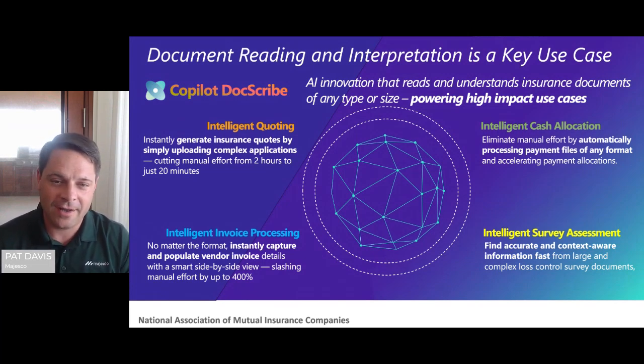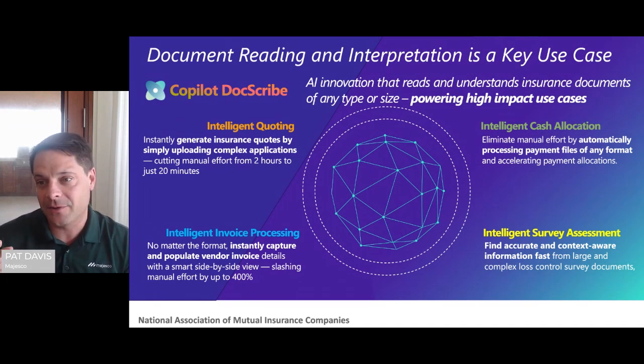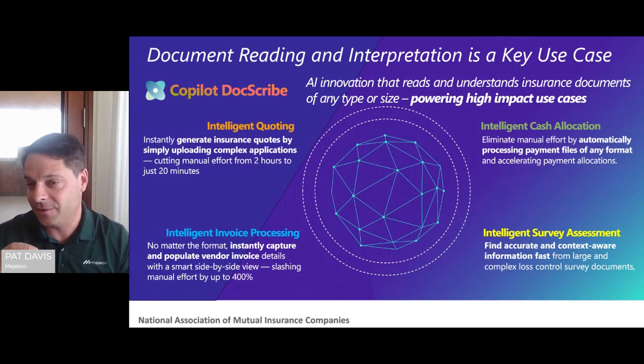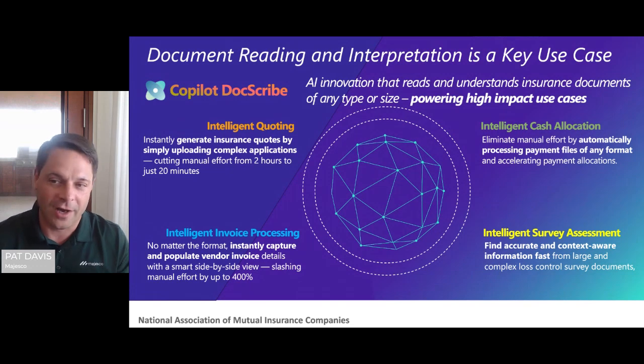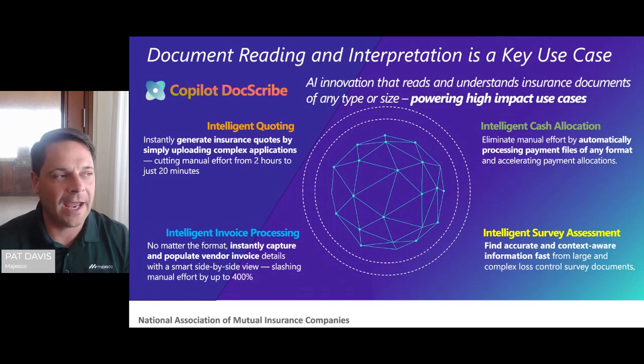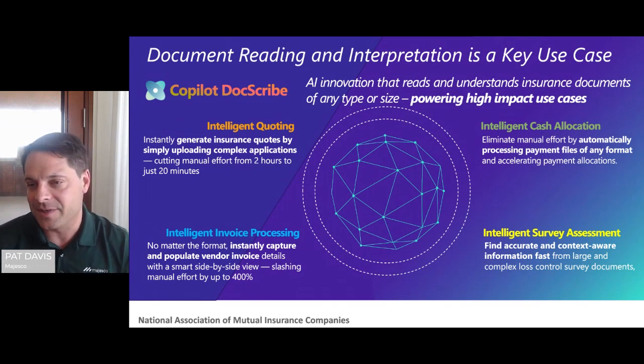Intelligent cash allocation is another one. Automatically processing payment files of any format and accelerating allocations. Invoice processing for claims. Now we can automatically pick up claims documents and automatically attach them to the claim, but we can also automatically grab the data out of that invoice and pre-fill the claims data, including what body shop it is for an auto example, and who needs to be paid, what the line items are, and whether or not it's approved or not.